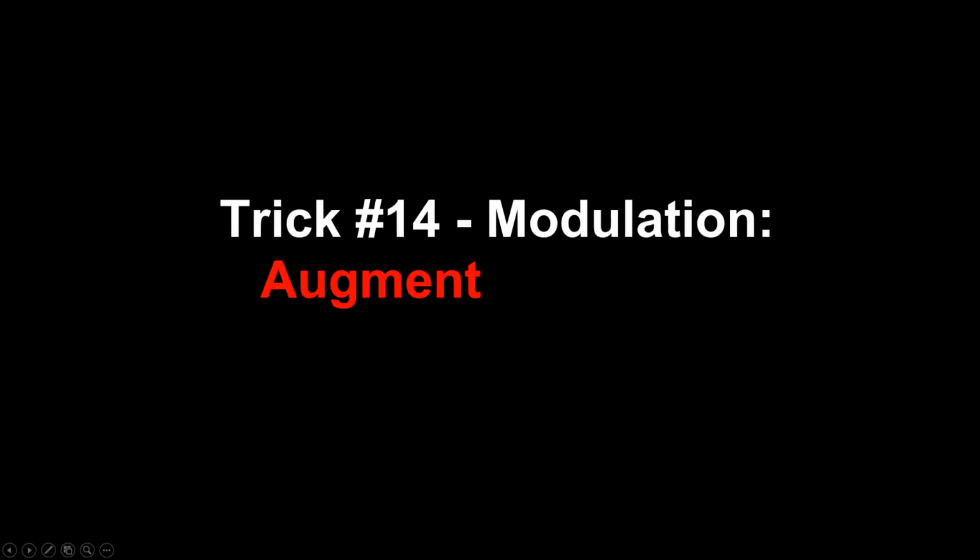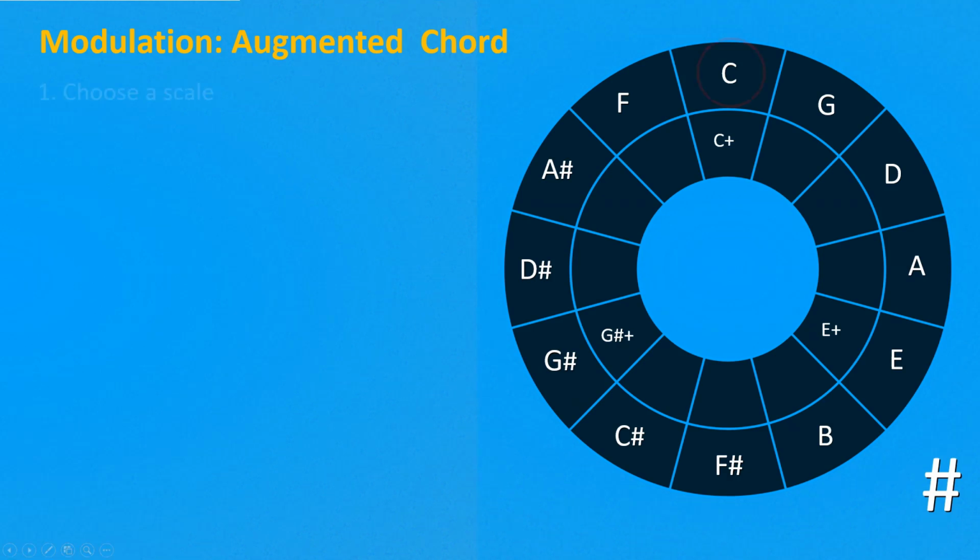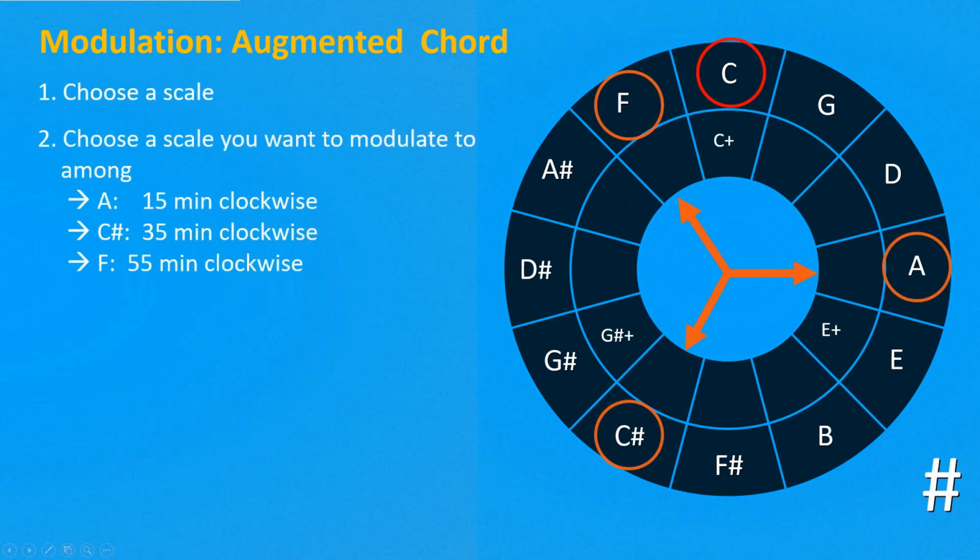Trick number 14. Modulation. Augmented chords. Choose a scale, for instance C major. Choose the scale you want to modulate to among A, 15 minutes clockwise, C sharp, 35 minutes clockwise, F, 55 minutes clockwise, or if you prefer, 5 minutes counterclockwise.